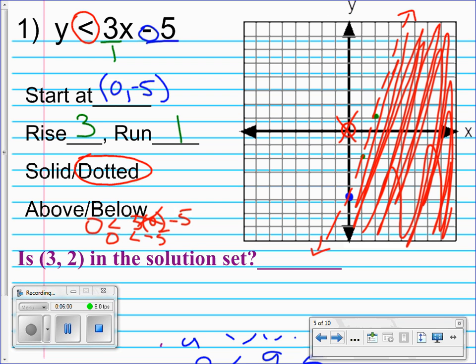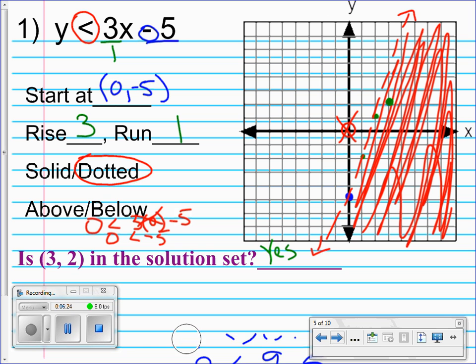Now we need to check and see, is 3, 2 in the solution set? The easy way to do it is to graph 3, 2. 1, 2, 3, 1, 2. And that lies in my red area, my shaded area. So I would put yes.